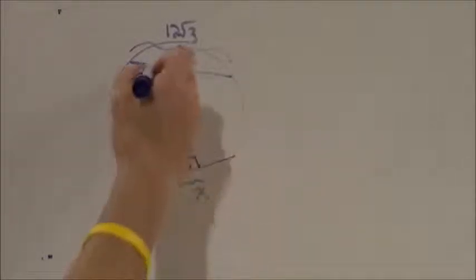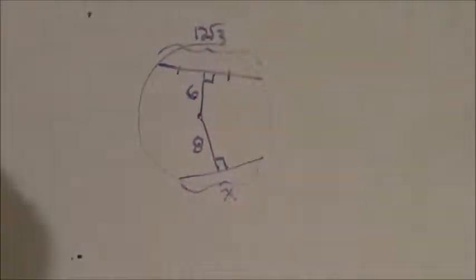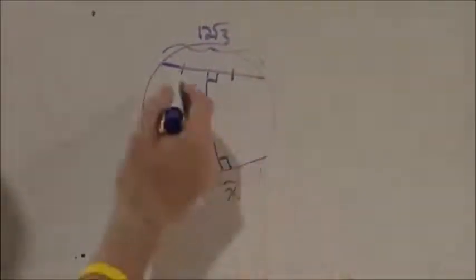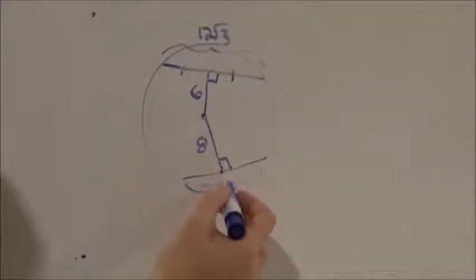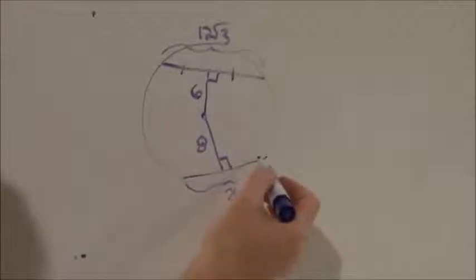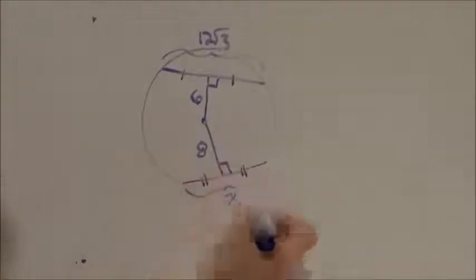It bisects the chord, meaning these two pieces are going to be congruent to one another. It also bisects the arc. That one doesn't apply to this problem. So I know these two segments are equal to each other. This segment, again, from the center is perpendicular to the chord, which means it bisects this chord into two congruent pieces.